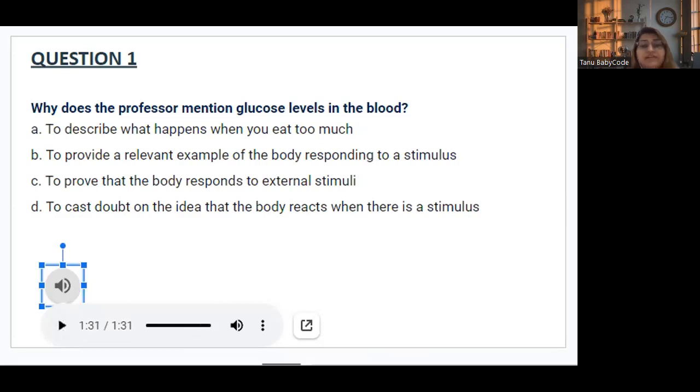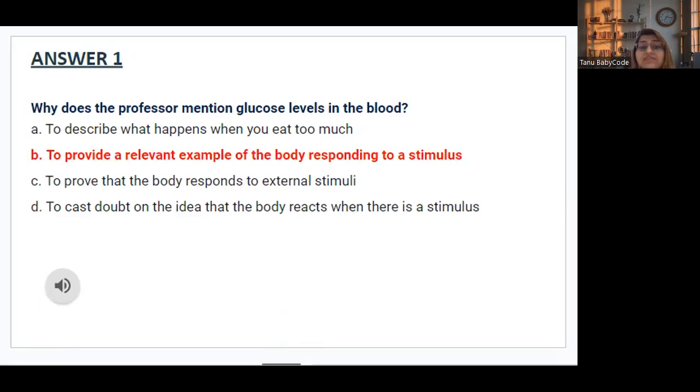Now you have already listened to this statement, right? This lecture. So why does the professor mention glucose level in the blood? To describe what happens when you eat too much, or to provide a relevant example of the body, to prove that body responds to external stimulus, or to cast doubt on the idea that body reacts when there is a stimulus. So the answer is the second one, to provide a relevant example of the body, right? So he's giving an example. That is why he mentions the glucose levels in the blood.